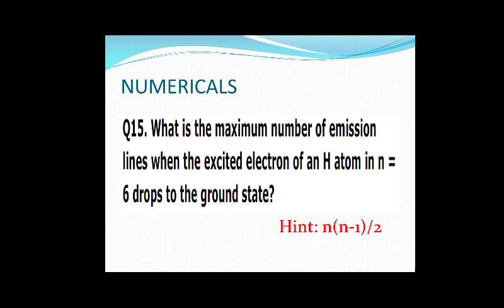Here the electron is coming from the 6th orbit. So hint, you know that formula. What was the formula? n into n minus 1 over 2. So here the value of n is 6. If you put the value of 6 into 6 minus 1 over 2, that means 6 into 5 over 2, that means 30 over 2, the answer will come 15. So the maximum number of lines you will get is 15 here.